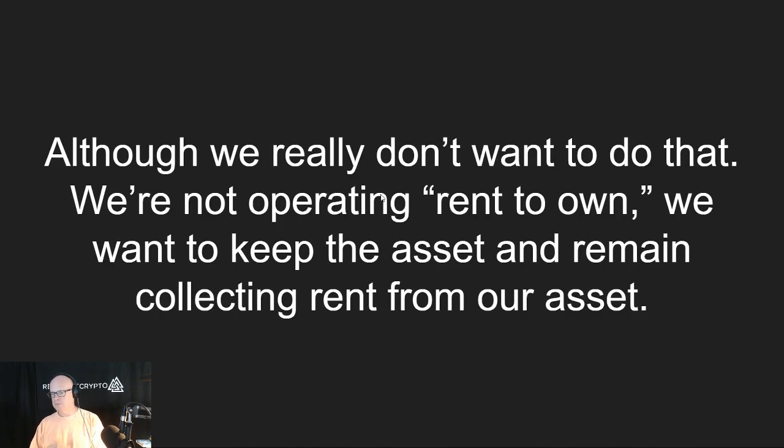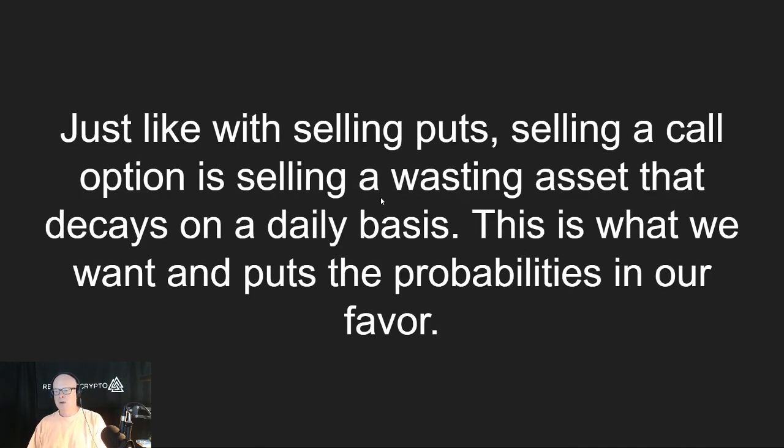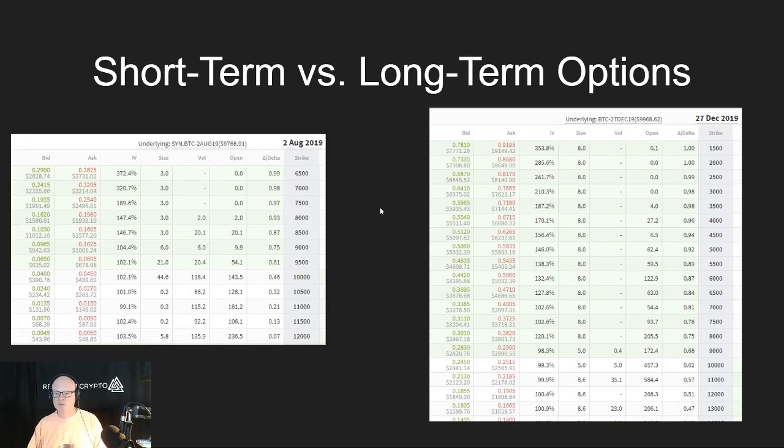What we don't want to do is we're not operating rent to own. We never want to sell somebody that apartment building. So all we're trying to do is just to keep the asset and remain collecting rent. Selling a call option is selling a wasting asset that decays on a daily basis. This is what we want, and it puts the probabilities in our favor. So it's the same thing, it's just flipped around.